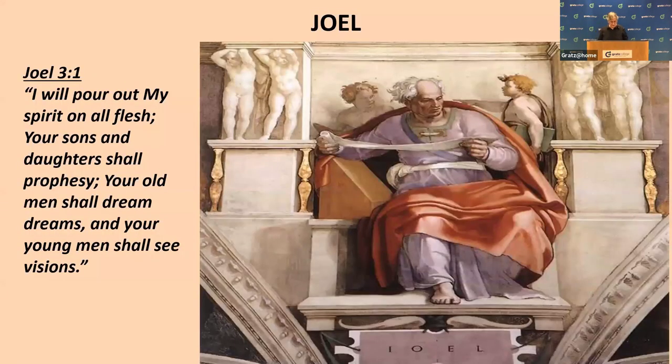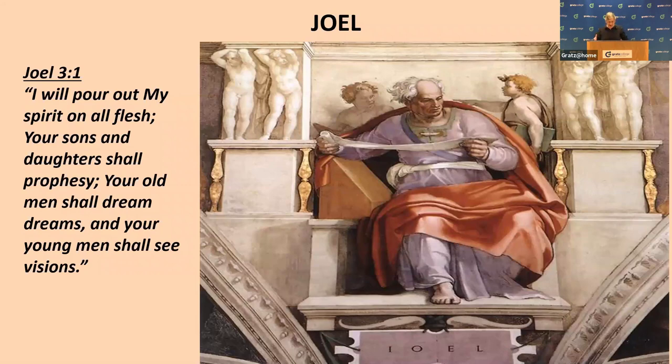The next prophet is Joel. And Joel has a very beautiful verse about God pouring out his spirit on all flesh. Both sons and daughters are going to prophesy. Old men will dream dreams and young men will see visions. Again, this is one of the outstanding verses from the prophet Joel.